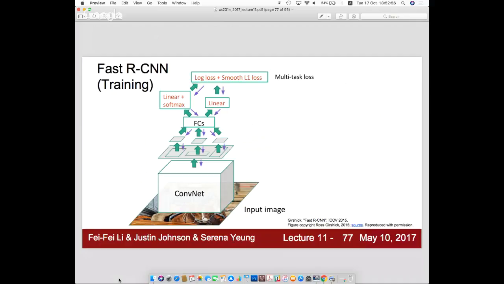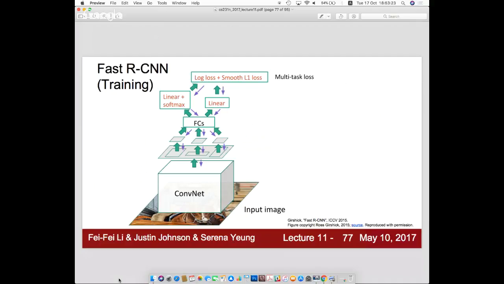I'm still having a little bit of trouble understanding what is coming out of the FC layer. You've written linear plus softmax. I guess that's to decide which patch has what label. Yeah. And then the linear part is the regressor box, right? Yes. But how do you get multiple outputs out of that? You would need multiple outputs, right?